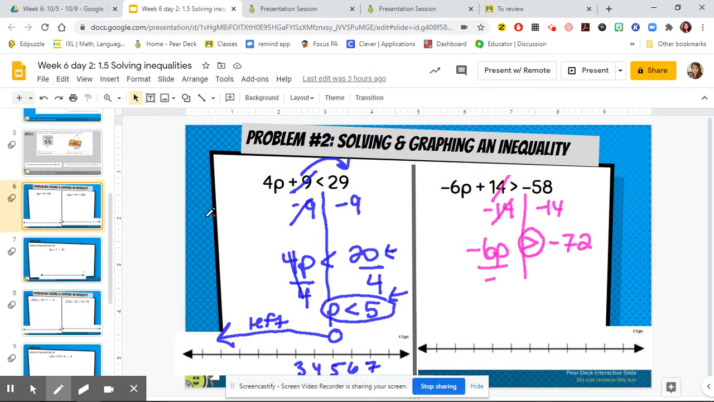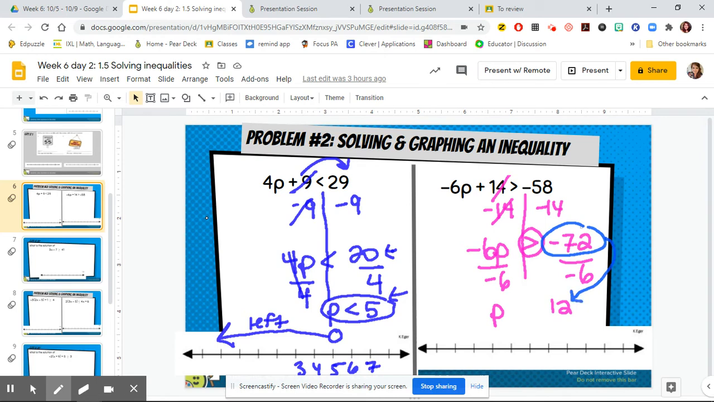And then we're going to divide both sides by negative 6. When we divide both sides, we're going to get positive 12. So if we notice, our answer was originally a negative number, and it changed to a positive.